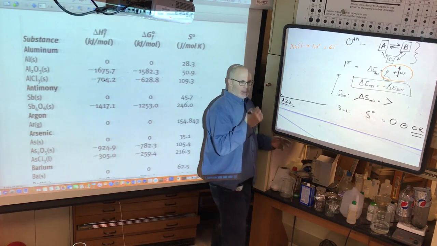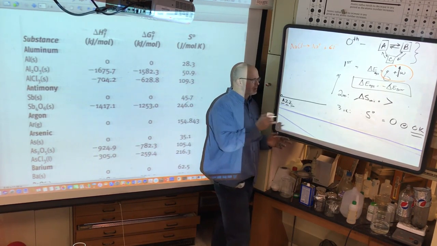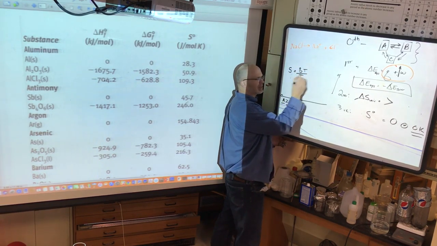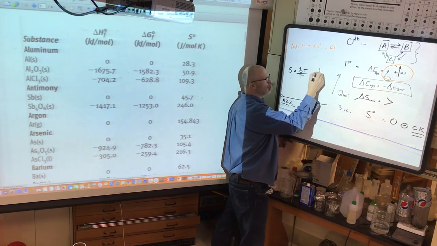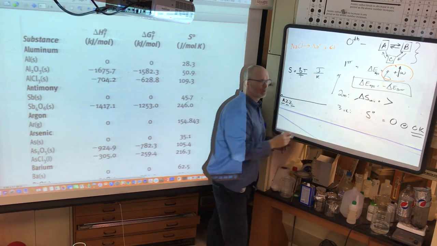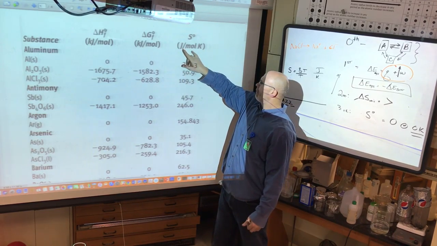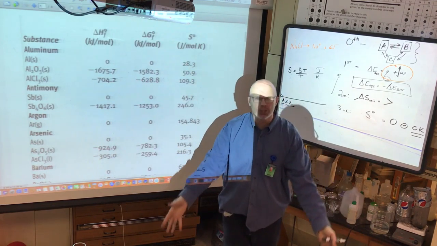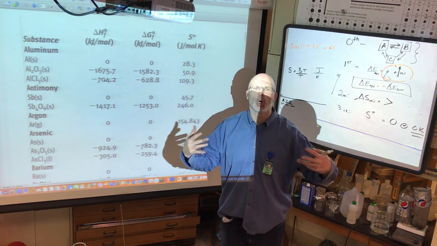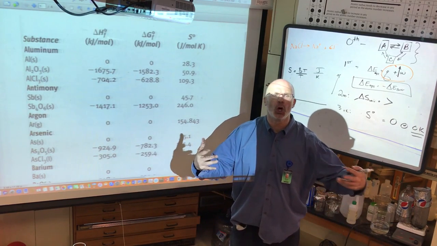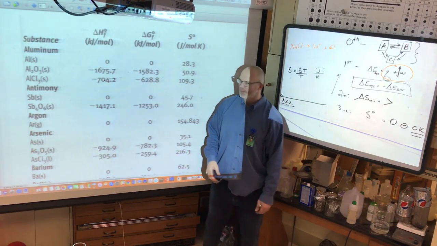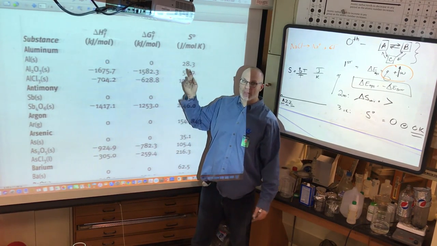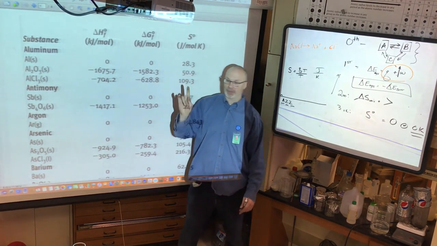Now, how do we measure the entropies? S is actually equal to the Q at constant temperature over constant temperature. This is going to be in joules per Kelvin. Joules per Kelvin. The other ones are only going to be in what? So when you combine them, you're going to have to convert, another problem people have, but we'll get to that today.